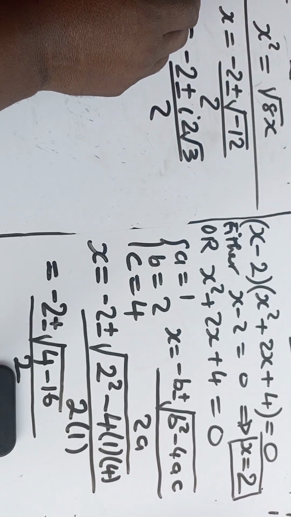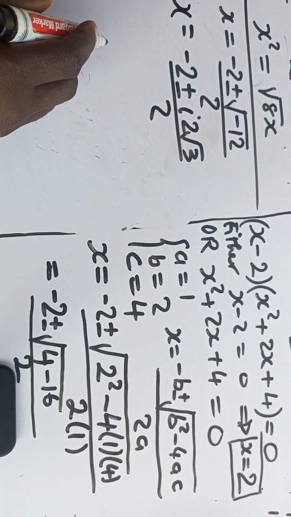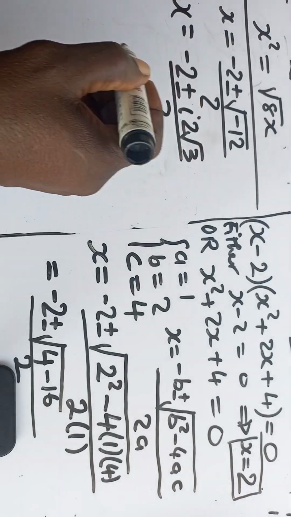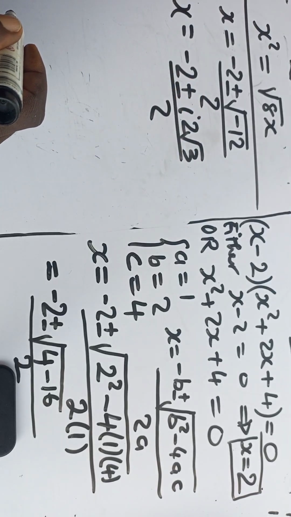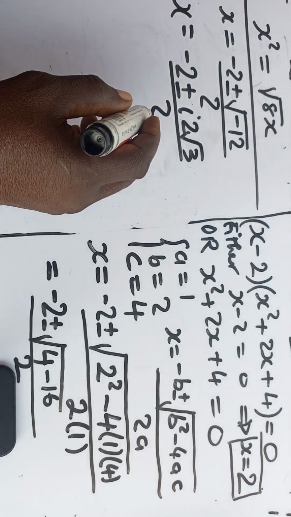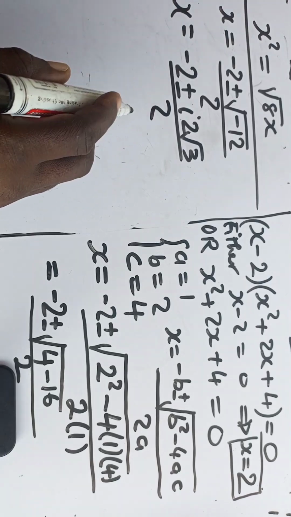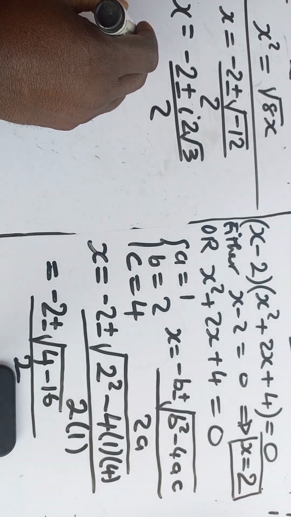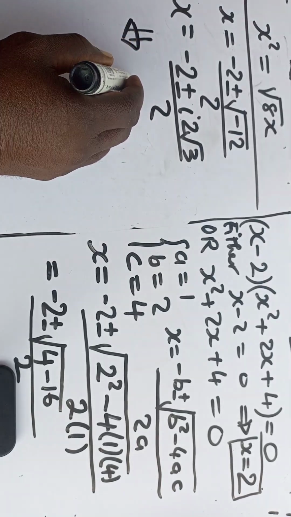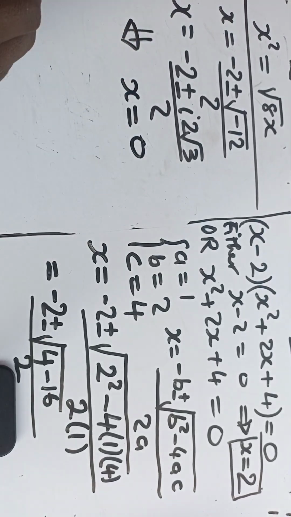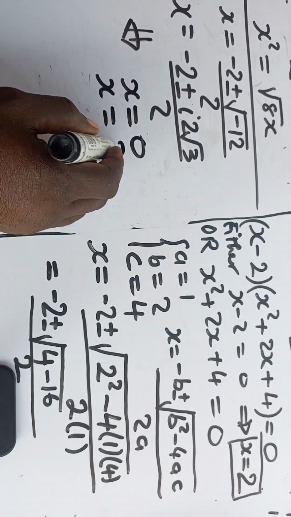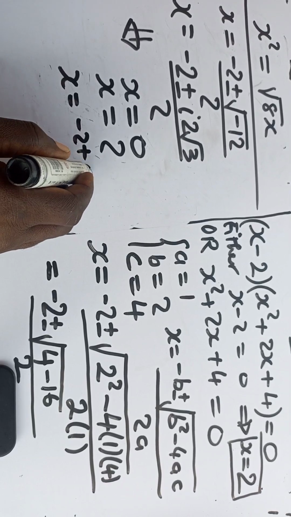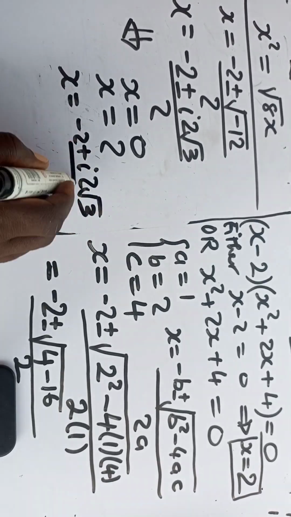Now, this is what we get. These are the two values of x, the remaining two values of x. Okay, so finally we've gotten all our 4 solutions. To recapitulate, let us give back all our solutions. Our 4 solutions are x equals 0, as we saw, x equals 2, now x equals negative 2 plus i 2 root 3 all over 2.